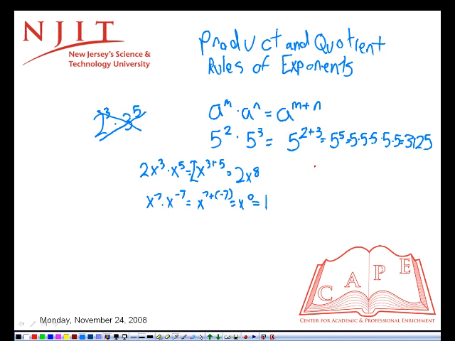In the case of negative 4y squared times 3y to the 7th, we group the numbers in such a way to use the product rule of exponents. So we have negative 4 times 3 times y to the 2nd times y to the 7th. Grouping this way, we see that the y's follow the product rule of exponents. The 3 and the negative 4 multiply to be negative 12. You get negative 12 y to the 9th, where 9 is 2 plus 7.